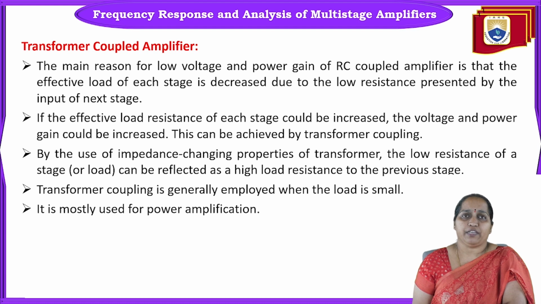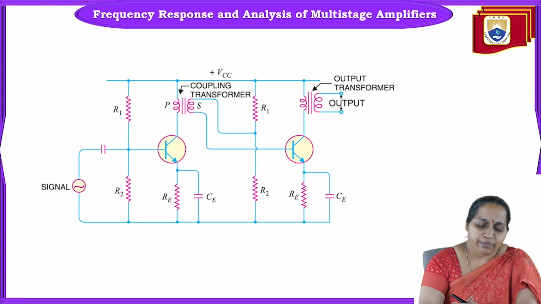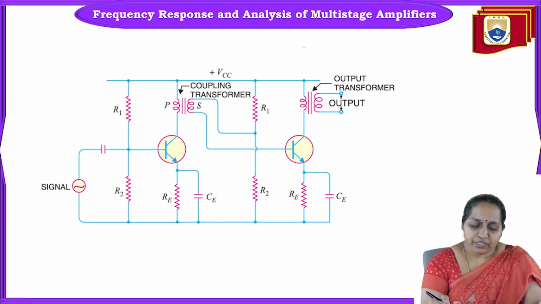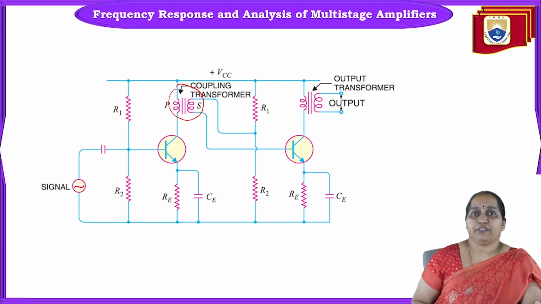Transformer coupled amplifier, let me just show you the picture. We have seen that in the RC coupled amplifier, from the collector you had a resistor RC, and then we have given a coupling capacitor CC between the collector of the first stage and the base of the second stage. Whereas here, since it is a transformer coupled amplifier, they are making use of a transformer across the collector terminal of the first stage and the base of the second stage. Since you are making use of a transformer, you are calling it a transformer coupled amplifier.